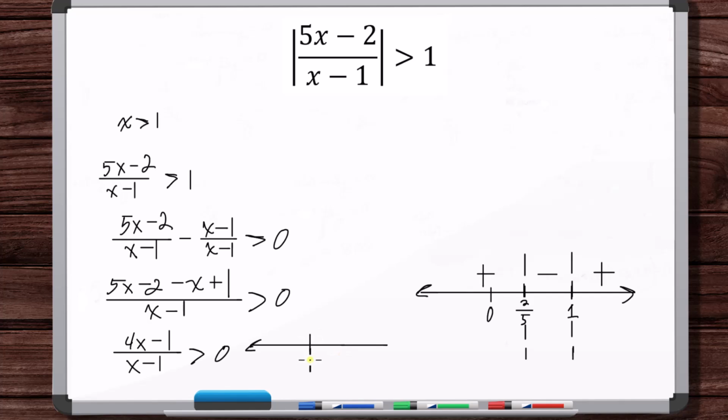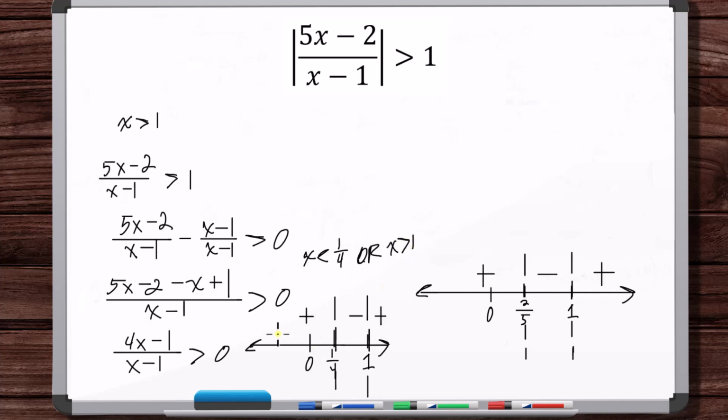at x is equal to 1/4, and at x is equal to 1, this changes signs. You've got positive, negative, positive. And it equals 0 at 1/4. So the solutions to this inequality, which is the solutions to the main inequality, are x is less than 1/4, or x is greater than 1.